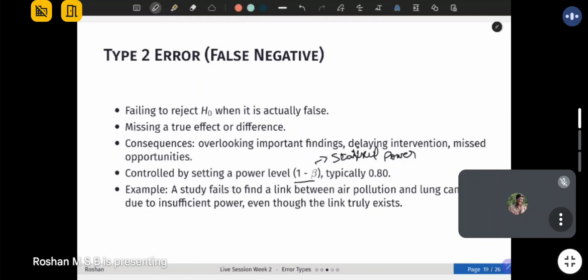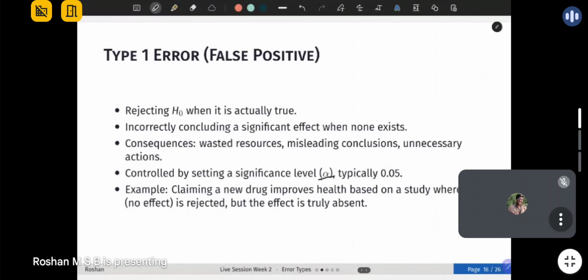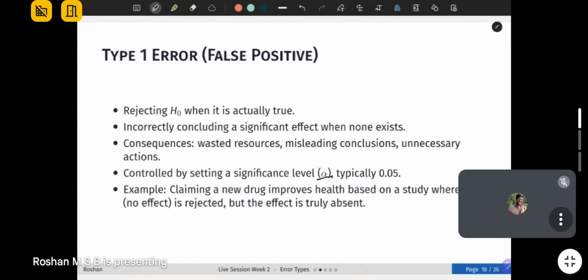And actually, I think I made a mistake here. It's actually you should decrease alpha for reducing type 1 error. It's actually not increasing it. Okay.